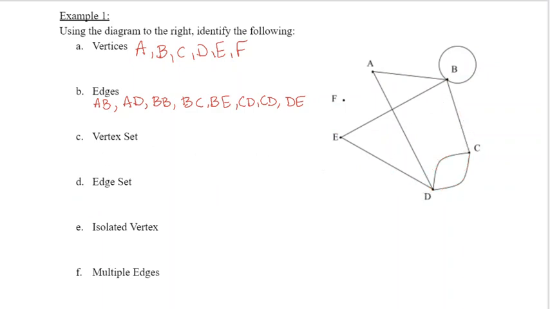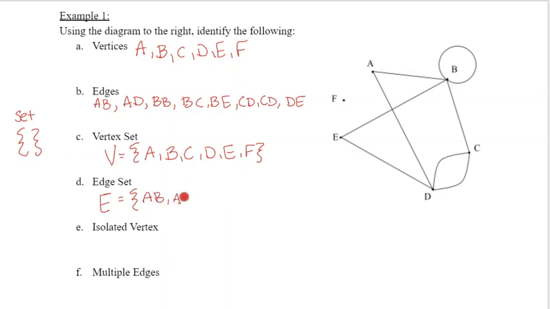Now, in proper notation, we are not just going to list out the vertices and the edges. We are going to write the vertex set and the edge set. Remember that set means curly brackets. So our vertex set is going to be the set V, which is all of the vertices. And our edge set is going to be the set E. And then we just list out all of our edges that we listed earlier.